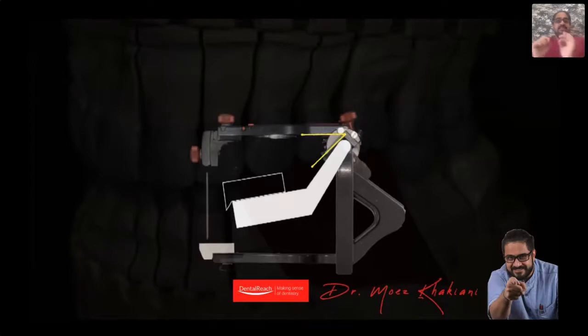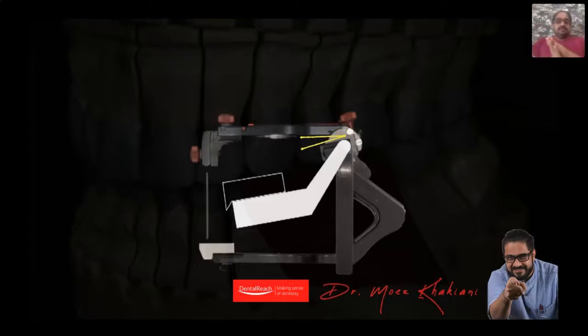I decrease the H value. So look at the yellow portion. I have only flattened the condylar guidance, which means, let's say, for example, the condylar guidance went from an angle 45 to an angle 25. Does this happen? Yes, it happens.